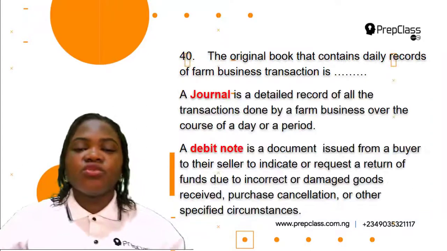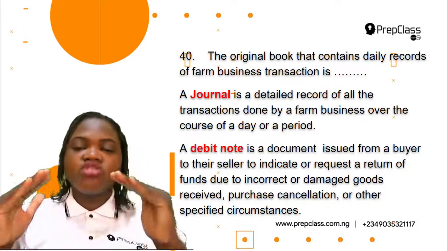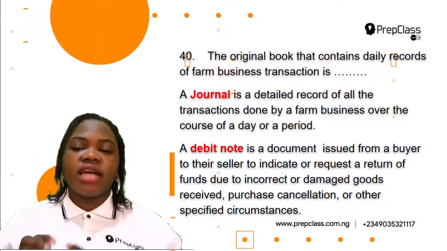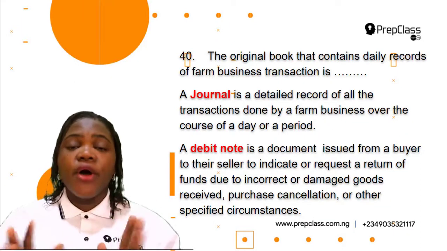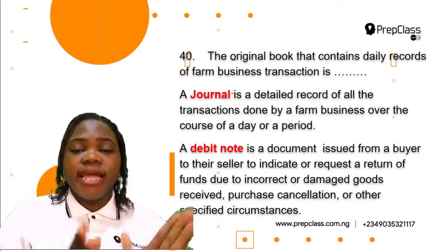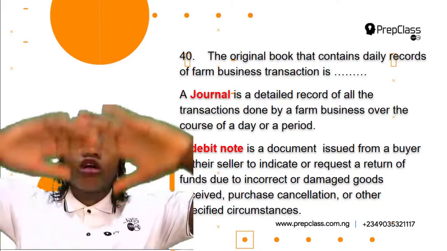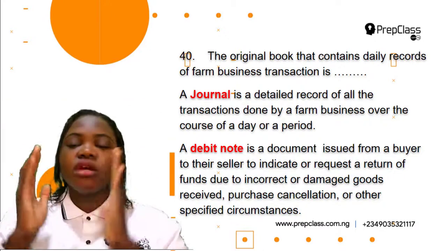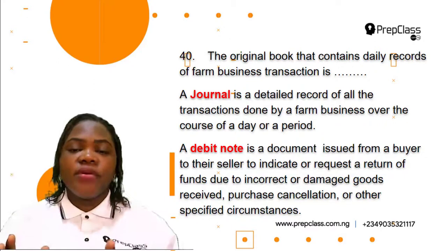Okay, so the first one is journal. What is a journal? A journal is a detailed record of all the transactions done by a farm business over the course of a day or a period. So this is done daily or over a period of time. Okay, so it is a record of all the transactions done by a farm daily or over a period.